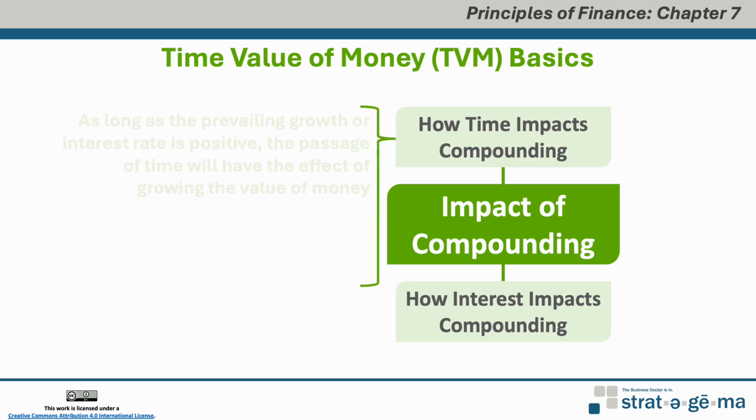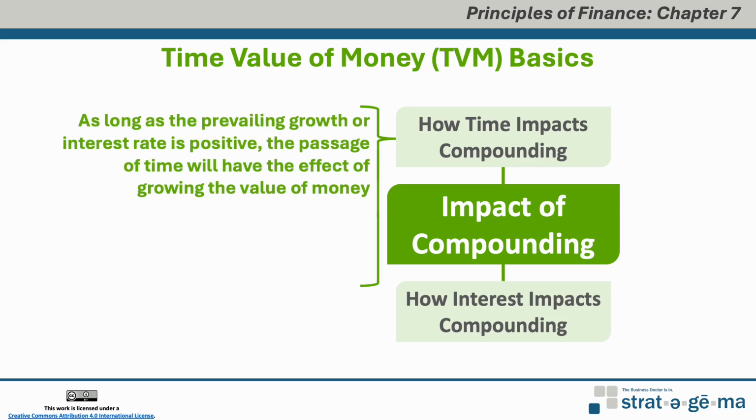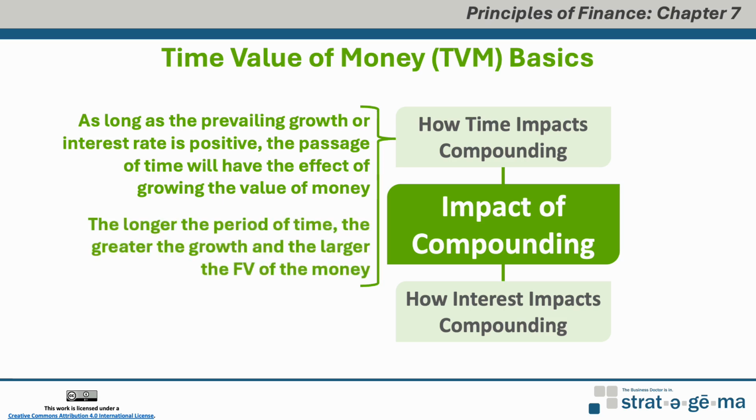So with respect to time, as long as the growth rate or the interest rate is positive, the passage of time will have the effect of growing that money. And the longer period of time that we have, the greater the growth, and therefore the greater the future value of the money, which is why investment financial planners recommend that you get started early. Get your kids putting $25 a month, a week, whatever it is, because the more time that their investments can earn that compound effect, the better off they're going to be.